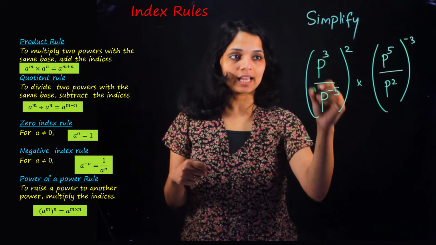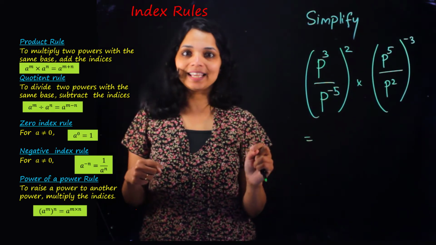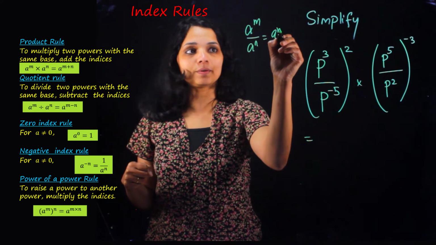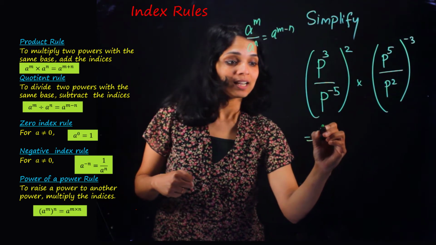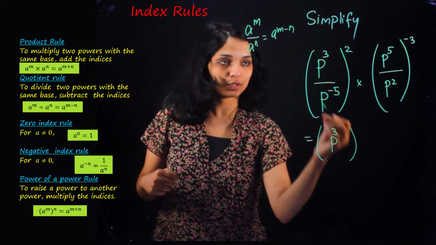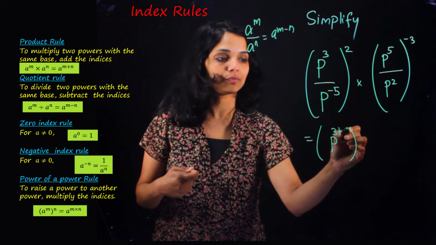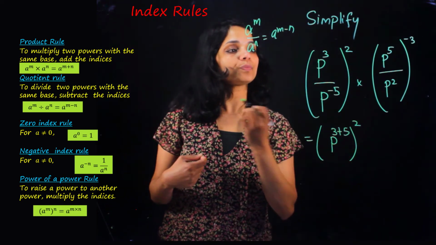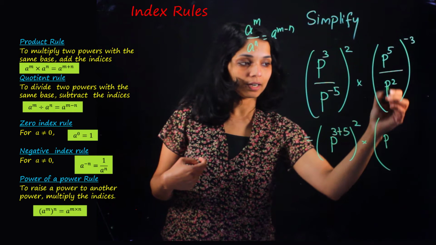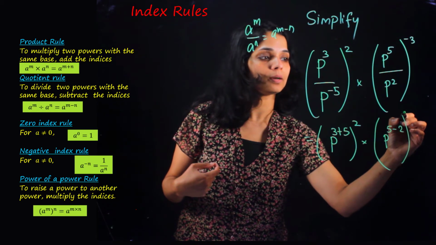So to simplify this term within the bracket, p to the power 3 on p to the power minus 5, we can use the quotient rule. The quotient rule is saying a to the power m on a to the power n equals a to the power m minus n. Using that one, the term within the bracket becomes p to the power 3, m is 3, minus 5. There's two negatives coming, so that's a plus 5. Okay, and to the power 2. And that times p to the power 5 minus 2. So that's when you apply this quotient rule, and to the power minus 3.